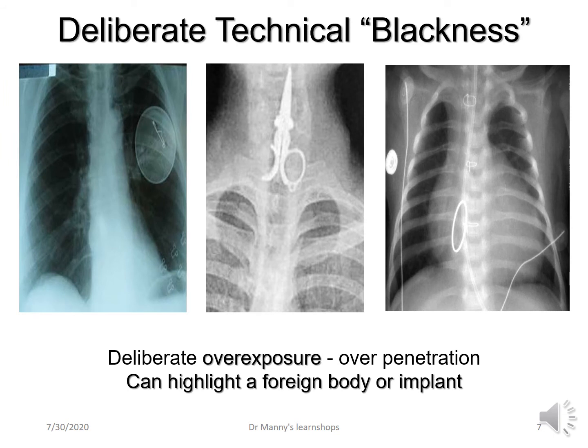Now there can be deliberate technical blackness, which the radiographer may employ when taking a film to highlight possibly a foreign body or a possible pneumothorax. This is deliberate overexposure or overpenetration. As you can see on the film, there are 3 foreign bodies. Some of them are unintentional and 1 is intentional. The first 2 have been inhaled or swallowed, and the last one is a ring, tricuspid valve.